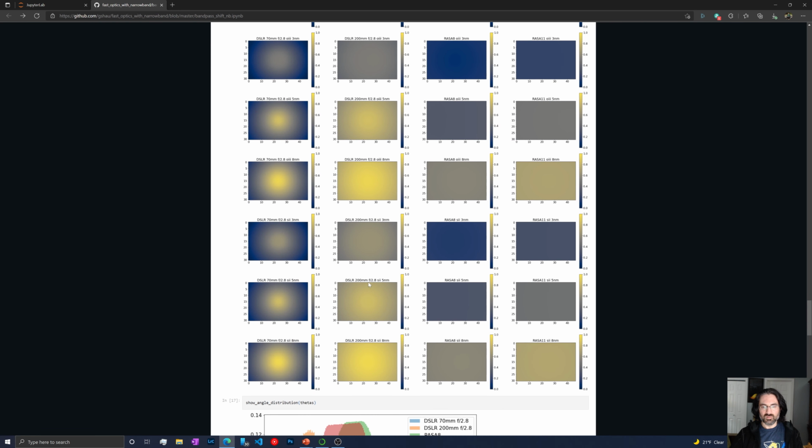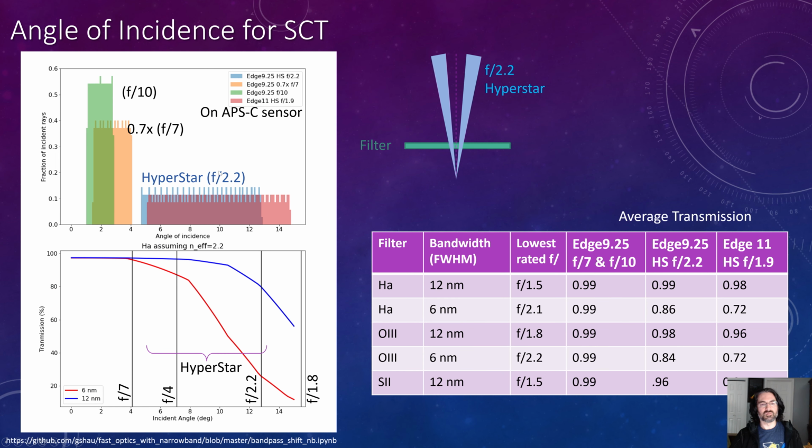Using this script, one of the outputs is actually an overall transmission that occurs as well, and you can kind of see how that spatially varies across the sensor if your sensor is large enough. In my case, I was using an APS-C sensor, so I don't have some of that fall off near the edges of the sensor.